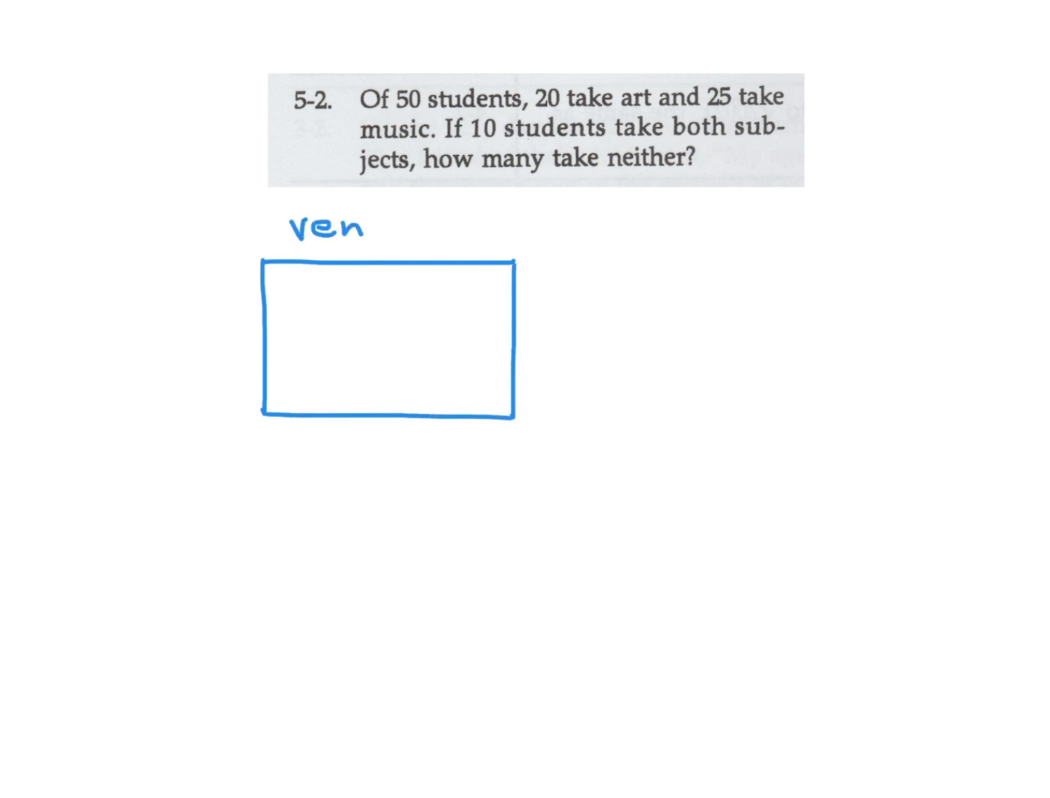Venn diagram. And here we go. So we got one circle, and this first circle will represent the art students, and the next circle, music. And we'll label it, so we'll put A for that, B for that, which is the region in between, and then C, and then D is neither.